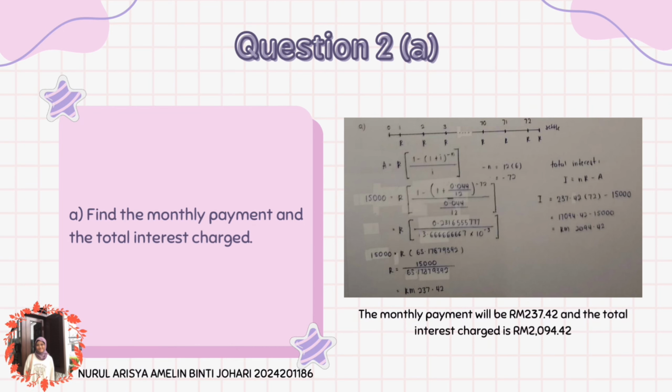After that, we should find the total interest. The formula for total interest is I equals nR minus A. Then we have to include all the information, which is I equals 237.42 times 72 minus 15,000. Then 17,094 ringgit and 42 cent minus 15,000. And the final answer for the total interest charge is 2,094 ringgit and 42 cent.